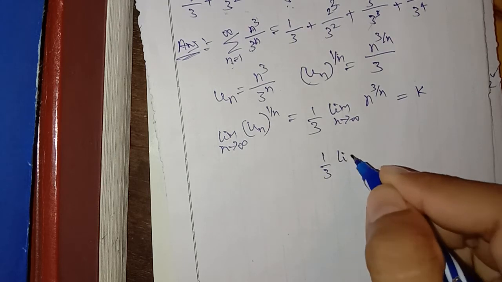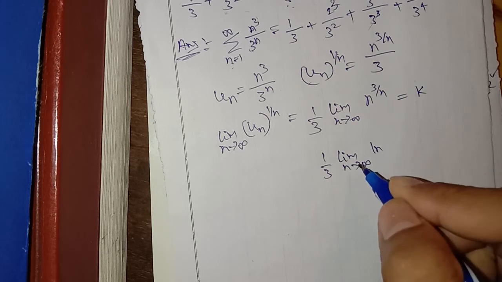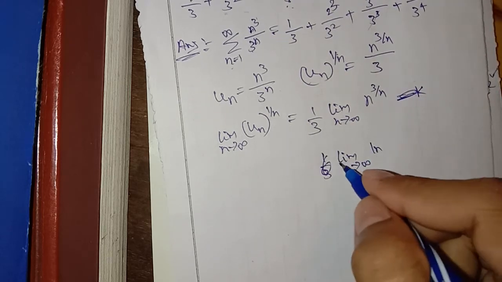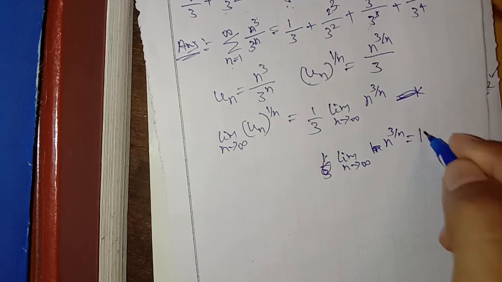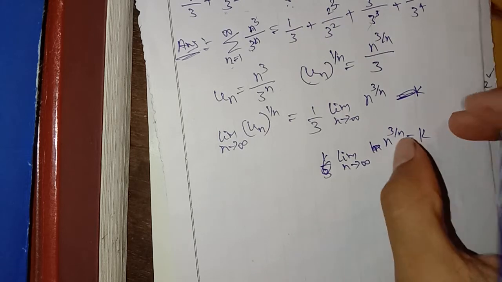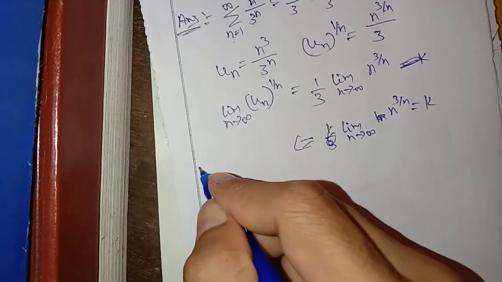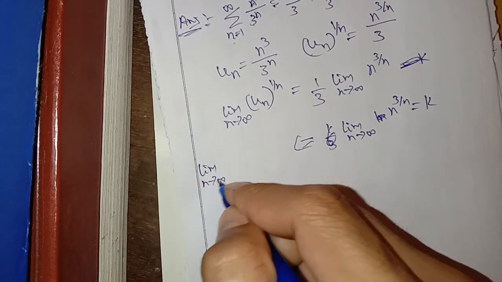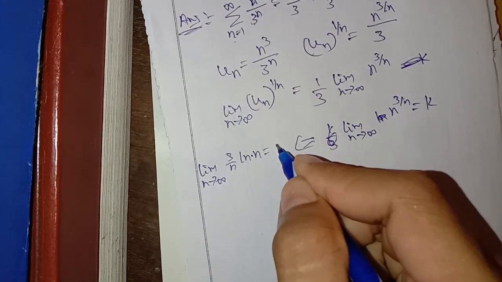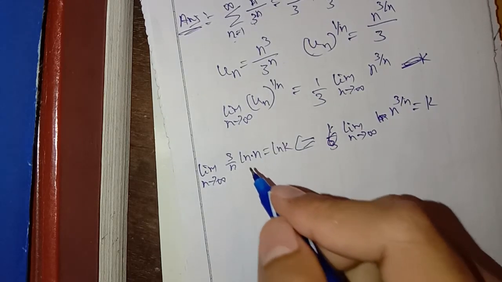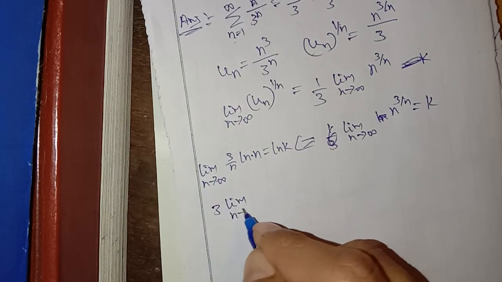limit n tends to infinity ln 1 by 3. So we can take limit n tends to infinity n raised to 3 by n is equal to k. Then if we apply ln on both sides, we get limit n tends to infinity 3 by n ln n is equal to ln k.